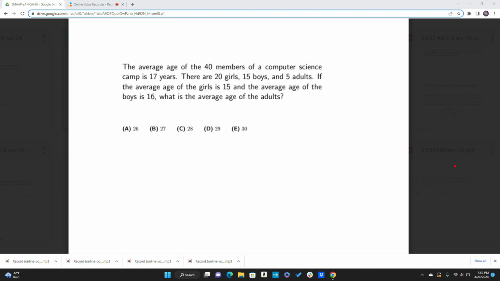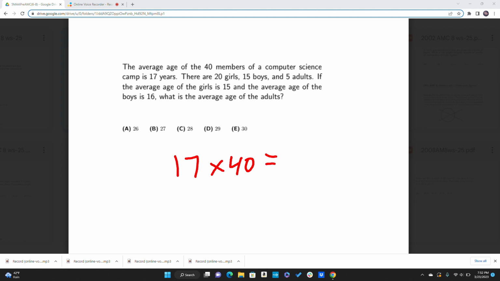So if 17 is the average, that means 17 times 40, right? Because for the average, they're all going to add up. So you add and divide for the average, right? So that means whatever the number that all the ages added up to, divided by 40, is 17. So if we do 17 times 40, we can find out what all of the ages of the boys, girls, and adults added up to.